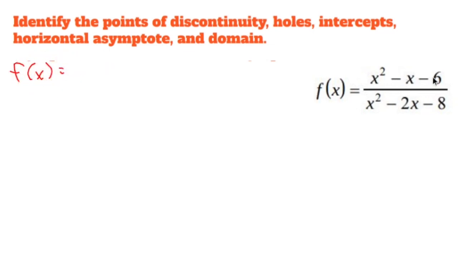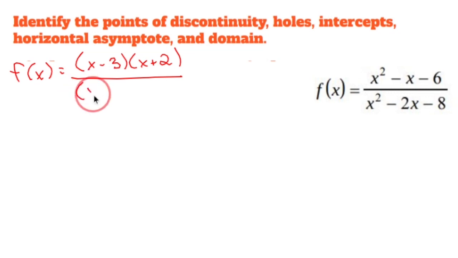Two numbers that add up to -1 and multiply out to -6 are going to be -3 and 2. So the numerator factors out to that. The denominator, two numbers that add up to -2 and multiply out to -8 are -4 and 2. Oh, look, two 2's. Just like at a ballet recital.